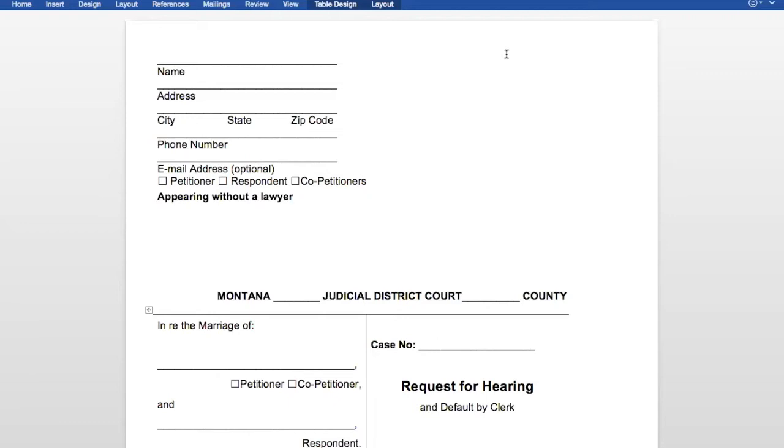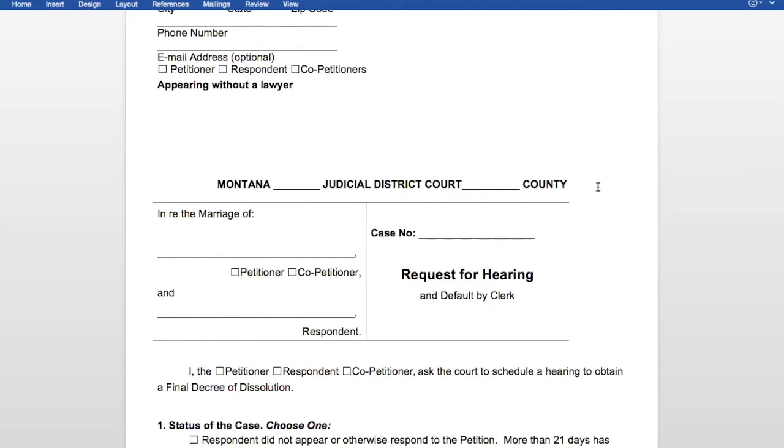On the first page of every form, you will find a caption. This caption should be identical on all your forms. On the top left, please fill out your name, your mailing address, your phone number, and your email address. Below this, check the box that reflects which party you are in the case. If you started the case, you are the petitioner. If you are responding to the case, then you are the respondent. And if you are filing jointly with someone else, you are either the petitioner or the co-petitioner.